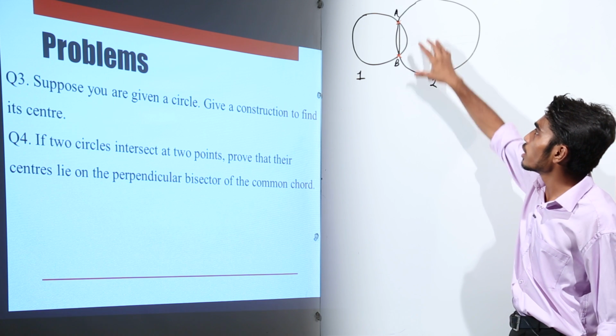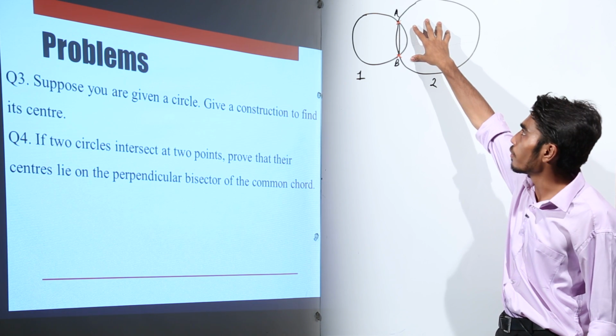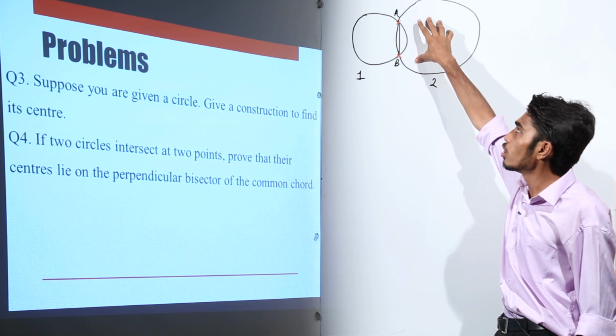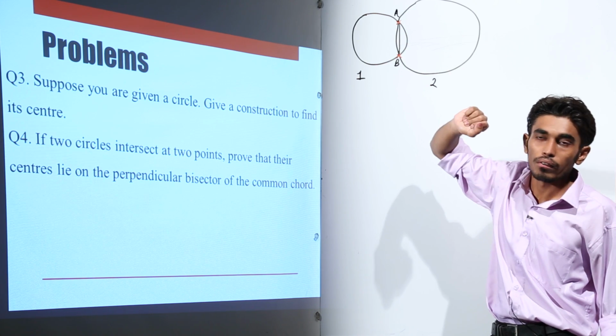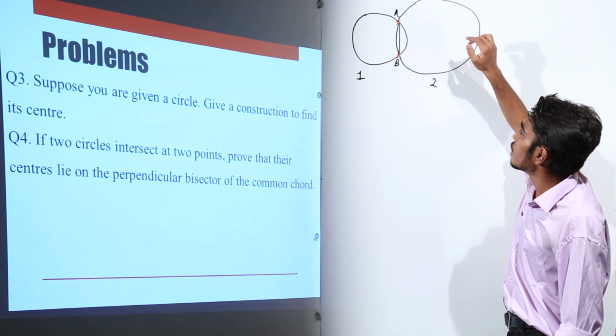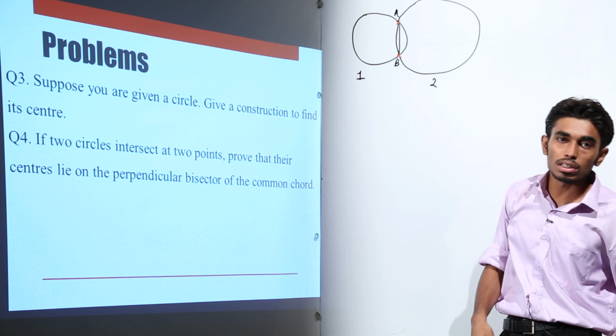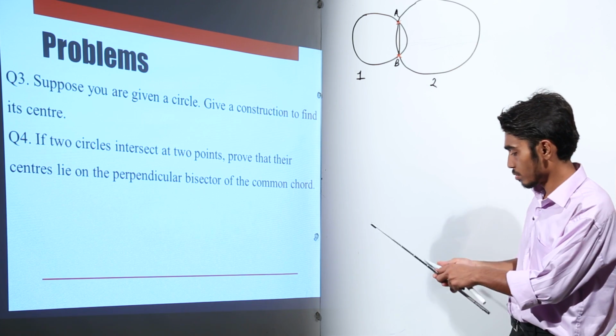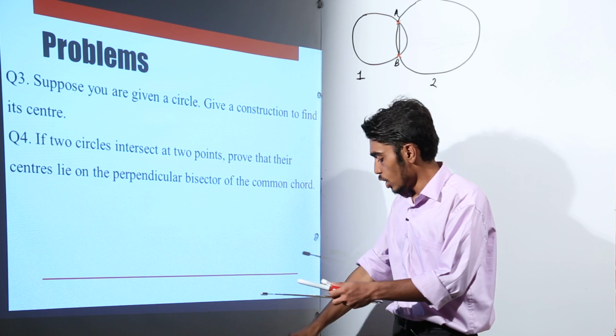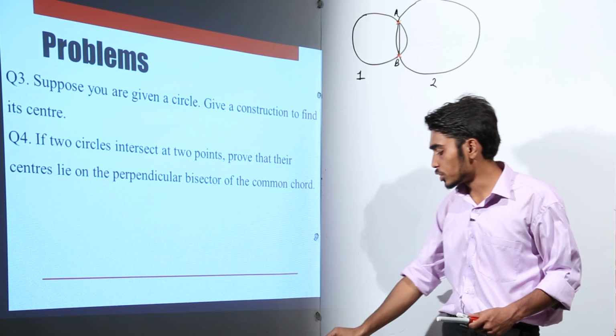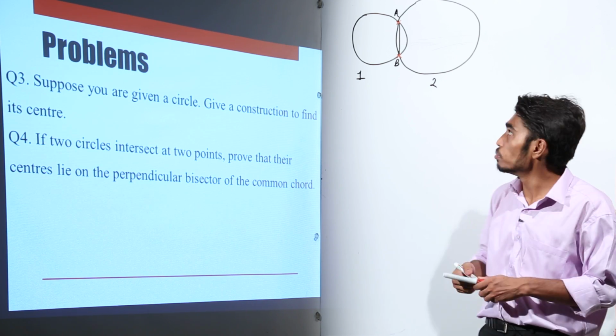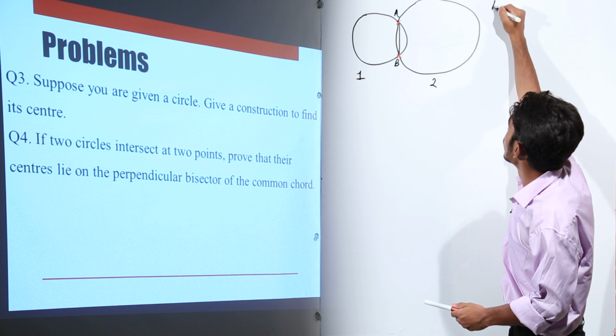Now I can see that AB is a chord, right? AB is a chord for this circle 1, right? Similarly, AB is a chord for this circle 2, right? Now I can prove this by contradiction. Let me assume, I am going to make an assumption.